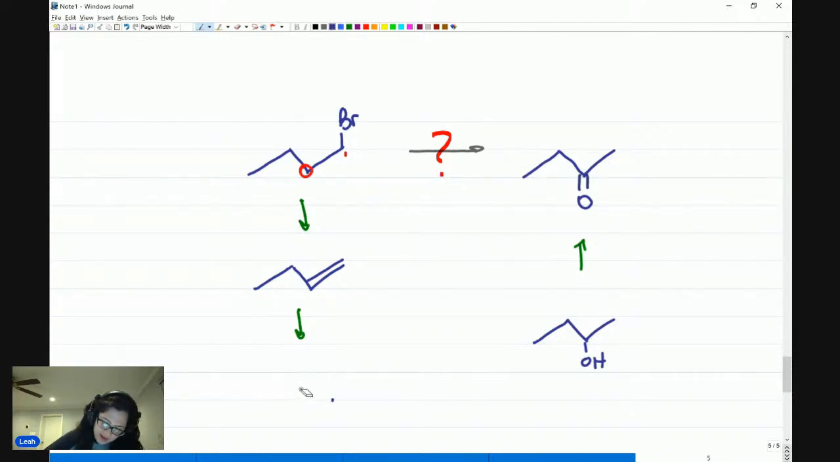Well, actually, why am I adding a halogen? I was going to add an extra step. Let's go right to the alcohol. This is easier than I thought because that's it. We're done. The alkene can give me the alcohol. All I have to do now is fill in the reagents.